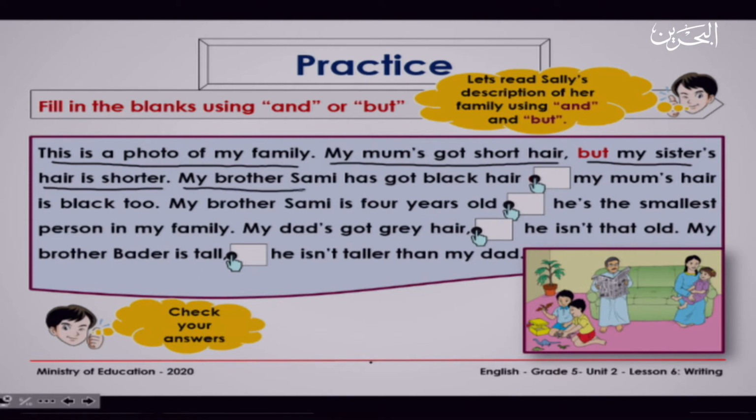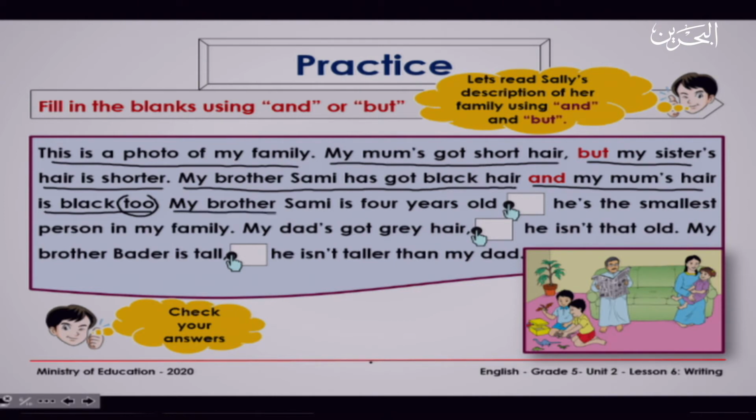My brother Sammy has got black hair. What did you write? And, very good. And my mom's hair is black too. Here you have a clue, you have two. So these are two same ideas, same positive adjectives.